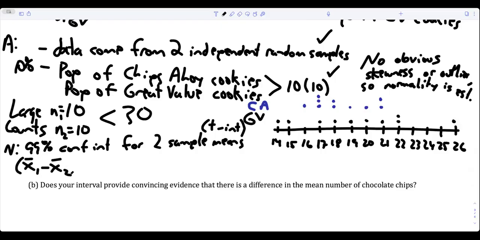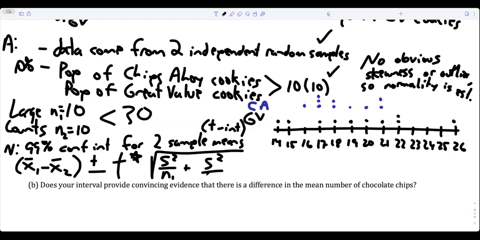All right. What goes next? Plus or minus. Plus or minus what? T critical value. What goes next? Square root of standard deviation squared. Don't forget the squared, okay? So S squared over N1 plus S squared over N2, referring to the standard deviations, and there's a 1 and a 2 there also.